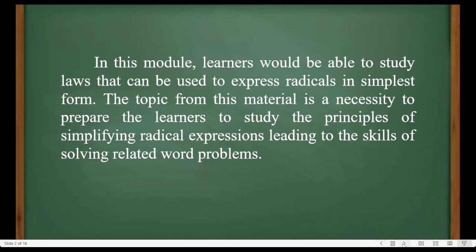In this module, you would be able to study the laws that can be used to express radicals in simplest form. The topic from this material is important in order to prepare you to study the principles of simplifying radical expressions, leading to the skills of solving related word problems.